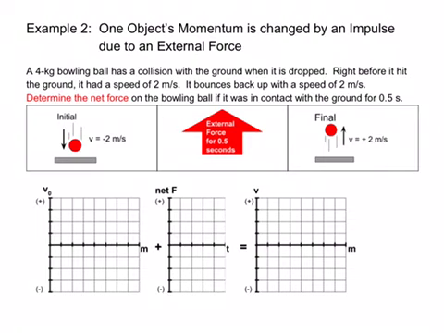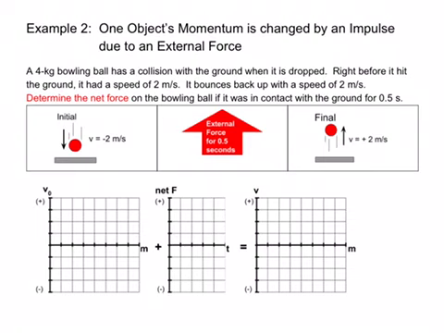All right, so for our last slide today, we're going to do a second example, this time an impulse problem. Here we've got one object's momentum changed by an impulse due to an external force. So here's what we've got going on.